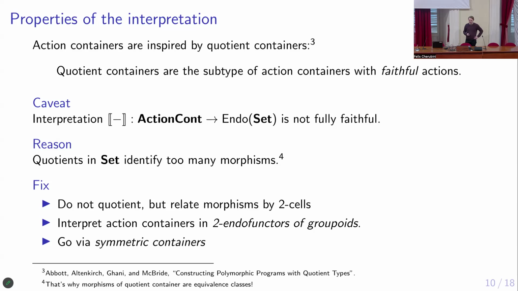And I'm going to interpret them in two endofunctors or groupoids, or I guess two endo-pseudo-functors groupoids. And I don't want to go there completely from scratch, but via another known notion of container. They're called symmetric containers, and we'll see what we can get out of this, and hopefully also relate these two things. People have studied quotient containers, people have studied symmetric containers, and intuitively would maybe say, oh yeah, these are the same. It turns out that they're subtly different in interesting ways.